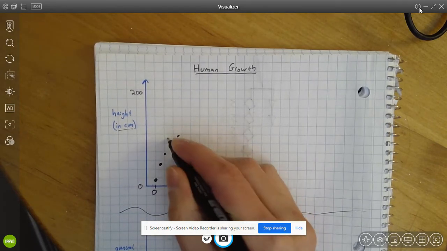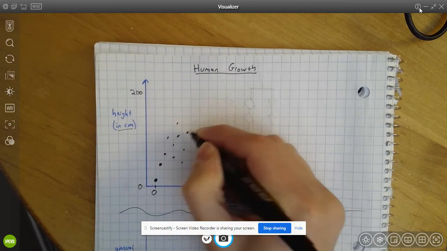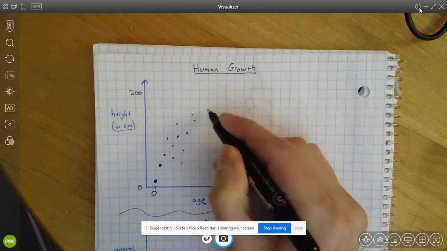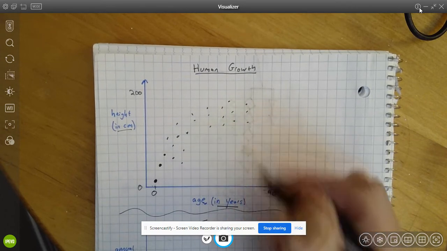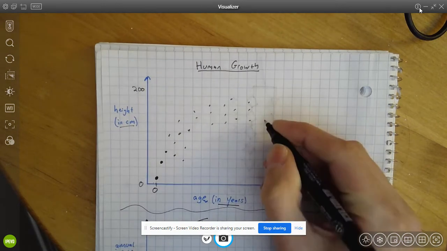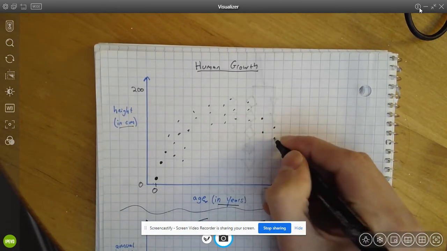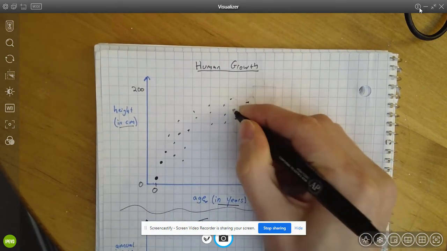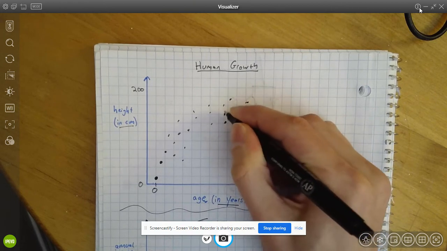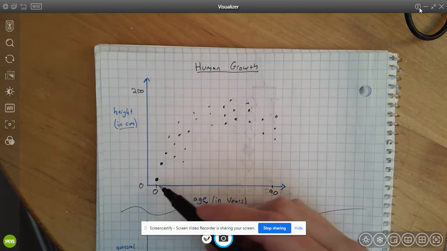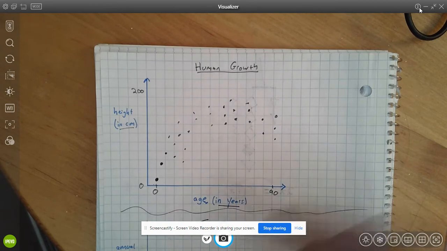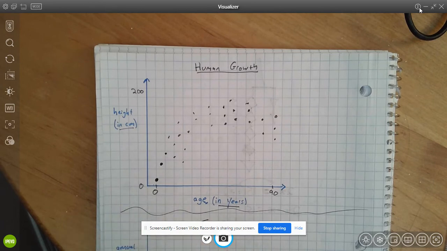So, maybe I've collected a bunch of data. And then once people get to around 20, they don't really grow much. So my data might stay pretty constant. And maybe as older people have worse posture, they might actually start to measure a little bit shorter. So maybe that's my data on the scatter plot. Each point on the plot represents one person that I've asked their age and measured their height. So I've collected maybe 20 pieces of data to make this scatter plot, and then we can look at the relationship between the two variables, age and height.